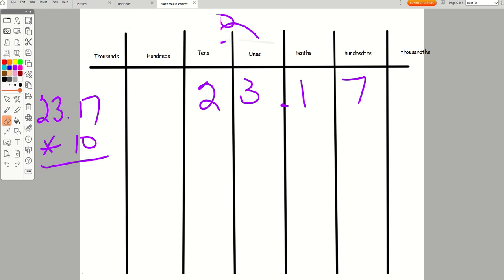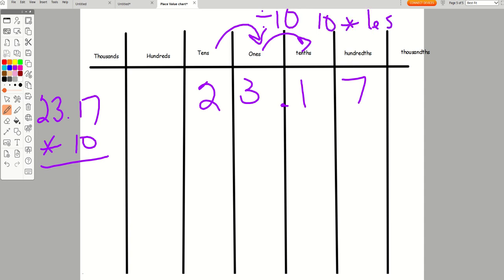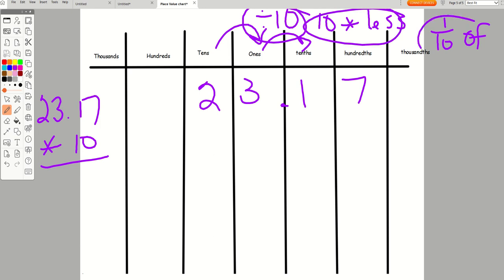Let me just erase here. So if I'm going lower, smaller, it's divided by 10. We can also say 10 times less. We can also say 1/10 of. Those all mean the same thing. So it's good to get used to saying them all different ways. All right, let's erase that.